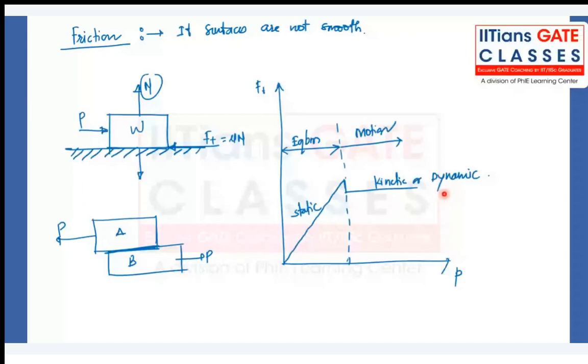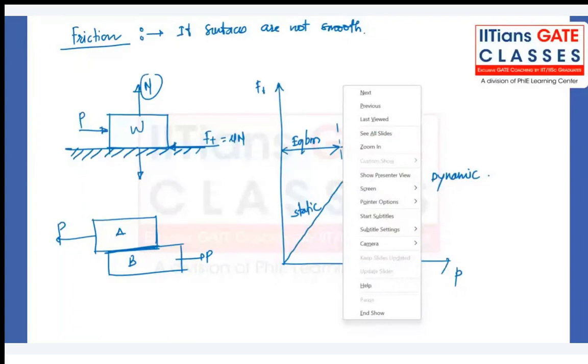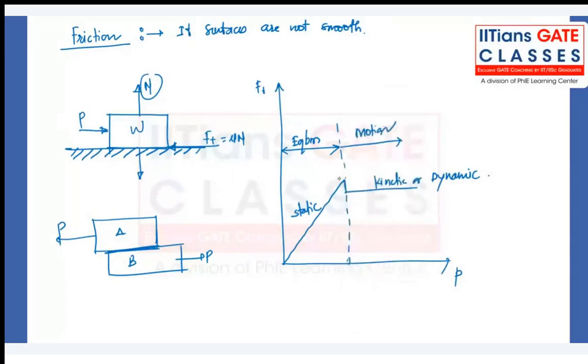And at a certain point, what will happen? These interlocks are suddenly removed, because our applied force is more than the highest frictional force. So the interlocks are suddenly removed, causing this short drop here. Then the frictional force will be slightly lower than the static friction force. So this is the reason behind it.